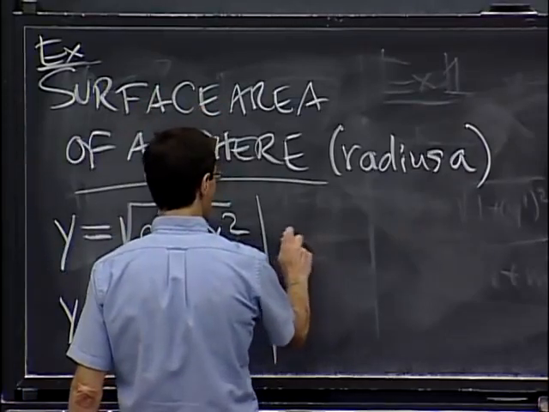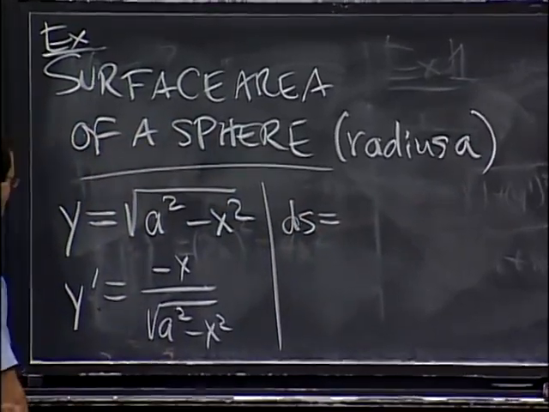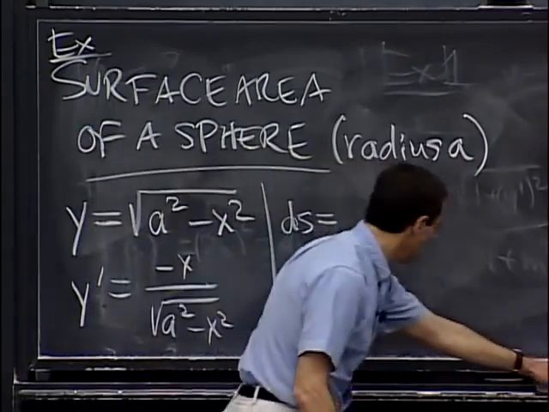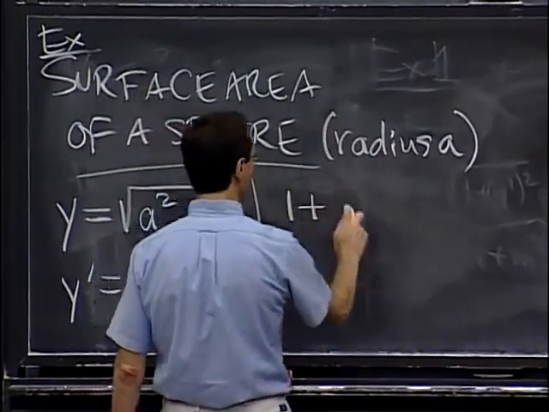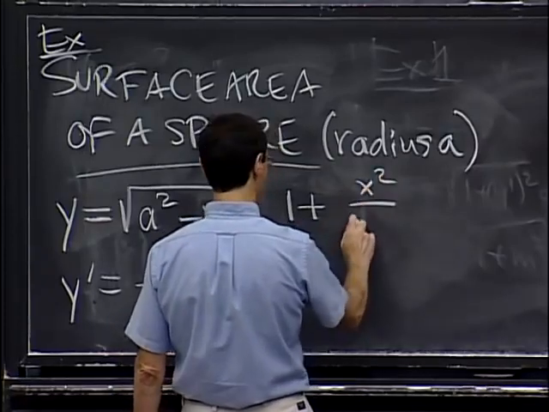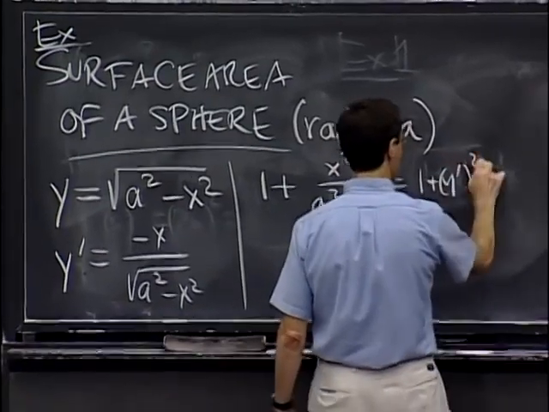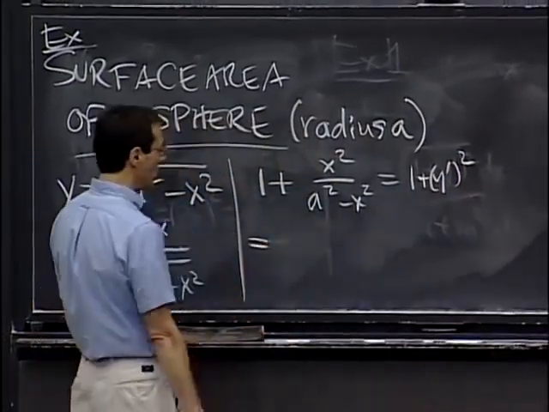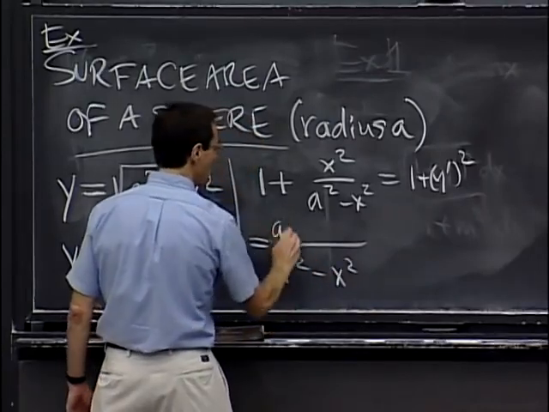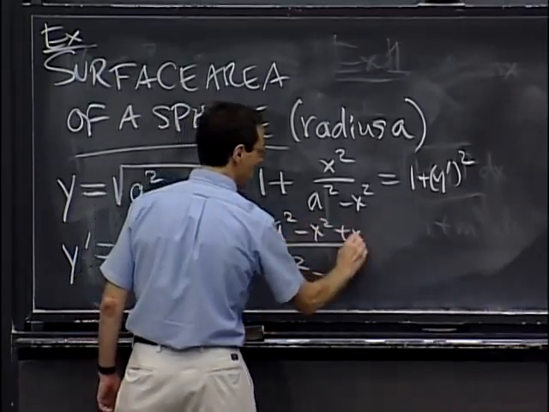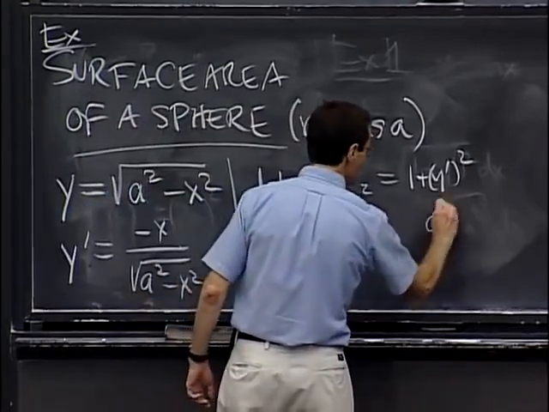will give us that ds is equal to what? Well, maybe I'll just carry it out because that's always nice. So we have 1 plus x squared over a squared minus x squared, right? That's 1 plus y prime squared. And now I put this over a common denominator. I get a squared minus x squared, and I have in the numerator a squared minus x squared plus x squared. So the same cancellation occurs, but now we get an a squared in the numerator.